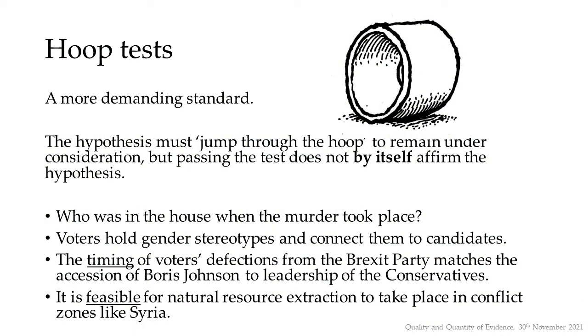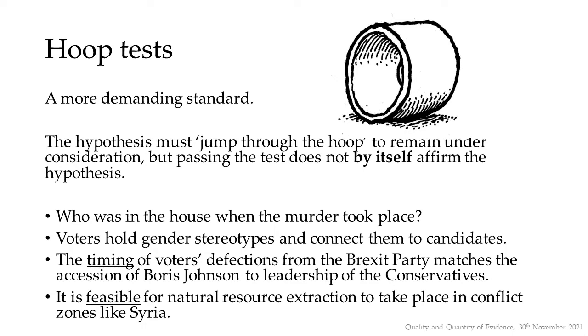A more demanding standard is the hoop test. The hypothesis must jump through the hoop to remain under consideration, but passing the test does not by itself affirm the hypothesis. If we were investigating a murder, then a classic hoop test would be: who was in the house when the murder took place? Just because Jane was in the house at the time doesn't make her a murderer, but if she had an alibi and could be definitively placed away from the house at that time, then we could certainly rule her out of consideration. A weaker hoop test might be: who was in the town when the murder took place? Again, if Jane wasn't there, then she definitely didn't do it, but we can't infer much from the fact that she was in the town at the time.